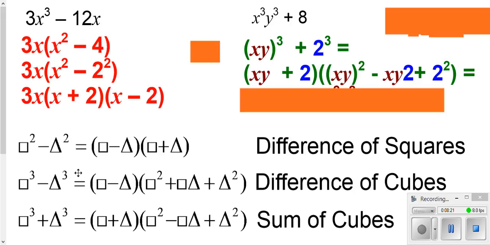Now, sum of cubes and differences of cubes factor in a very similar way. Notice with differences of cubes, the first sign is a difference. Sum of cubes, the first sign is a sum. The second sign is always opposite the first parenthesis, and the last sign is always positive.